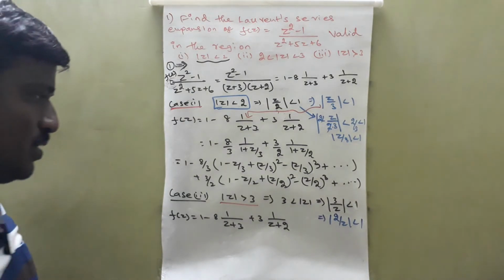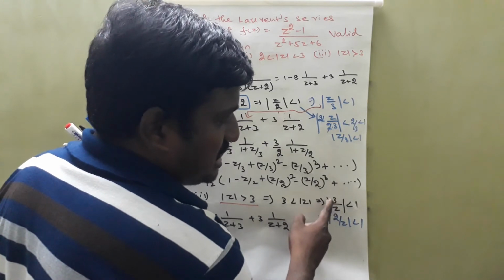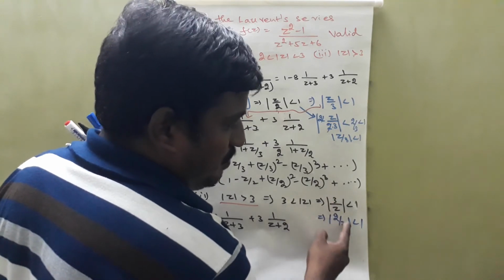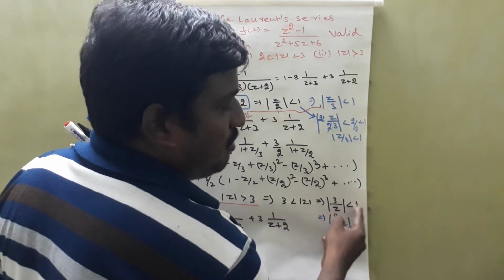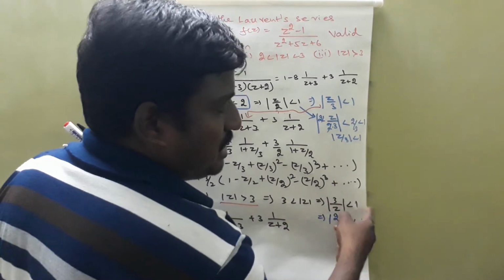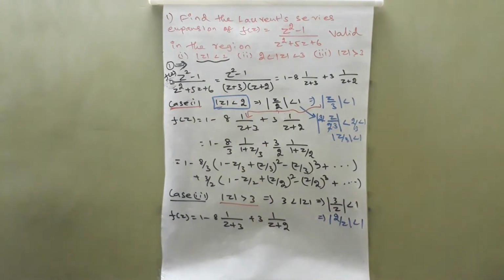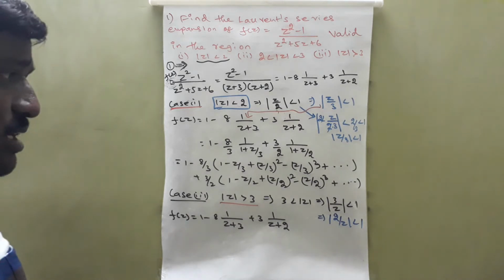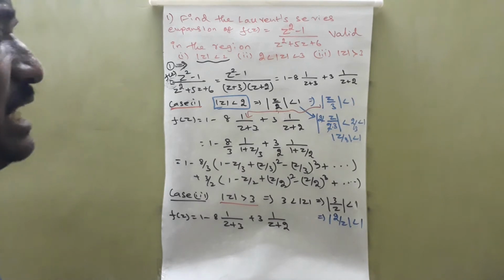Very simple, just multiply by 2 and divide by 3. The 3 cancels, and 2 is in the numerator. Finally I have 2 by z. So multiply by 2 and divide by 3 means here I will have 2 by 3, the same number, so 2 by 3 is less than 1. Finally I have modulus of 2 by z less than 1. Now I have two conditions. One is modulus of 3 by z less than 1. The other one is modulus of 2 by z less than 1.